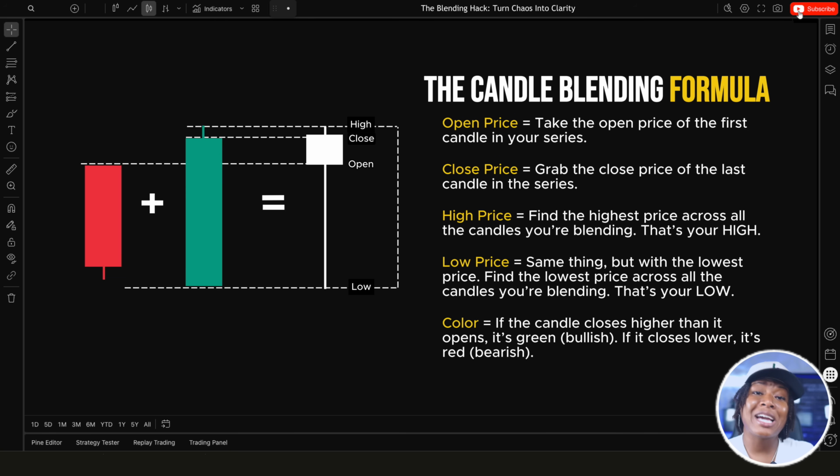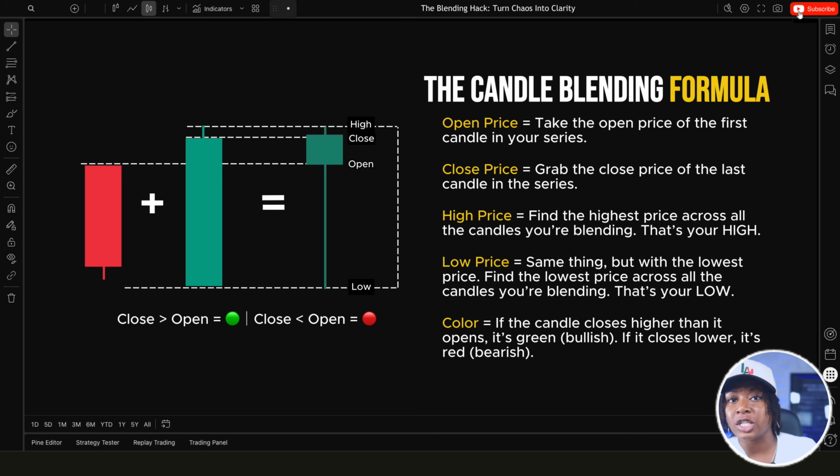Now, as far as the color goes, this is where we get that vibe check. If the candle closes higher than it opened, then it's green, bullish. If it closes lower, then it's red, bearish. And it's that straightforward. But let's add a little bit of flair, because theory is one thing, but seeing it in action, that's what makes it click.